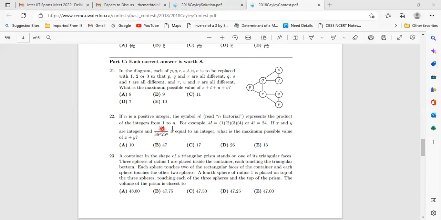I think I have seen this question somewhere. Okay. If n is a positive integer, then the symbol n factorial represents the product of the integers from 1 to n. For example, 4 factorial is 1 into 2 into 3 into 4. 4 factorial is 24. If x and y are integers and 30 factorial upon 36 power x and 25 power y is equal to an integer, what is the maximum possible value of x plus y?